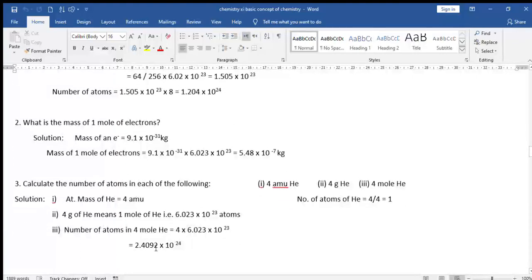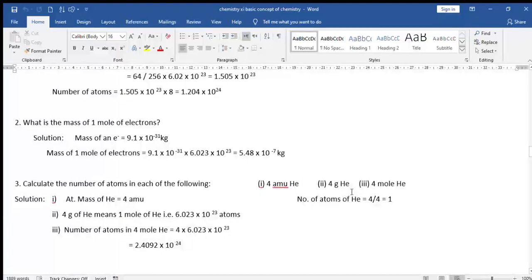Next question is, calculate the number of atoms in each of the following: 4 AMU helium, 4 gram of helium, and 4 mole of helium. As atomic mass of helium is 4 AMU, given mass divided by atomic mass means 4 by 4 is equal to 1. Second part, 4 gram helium.